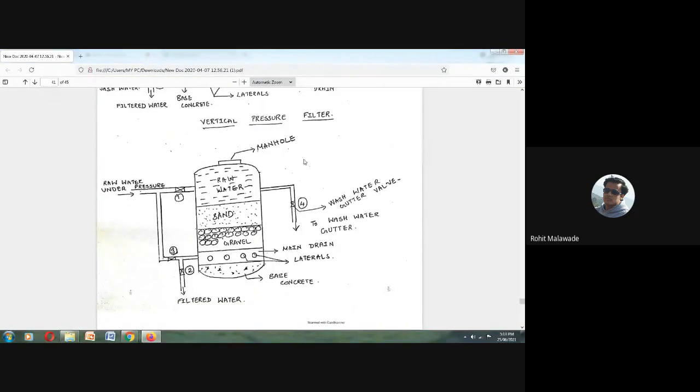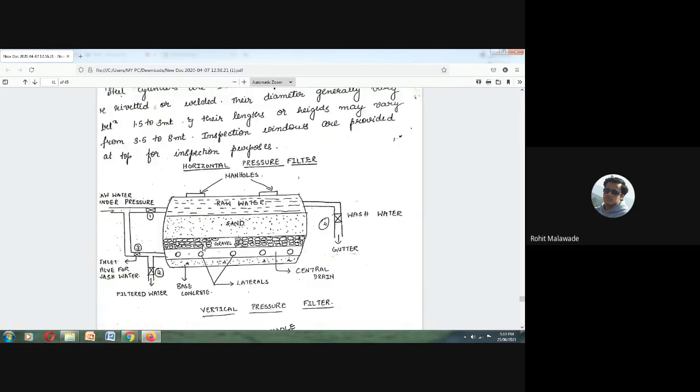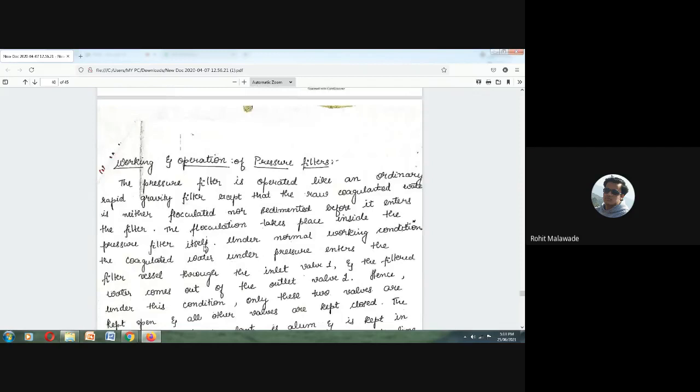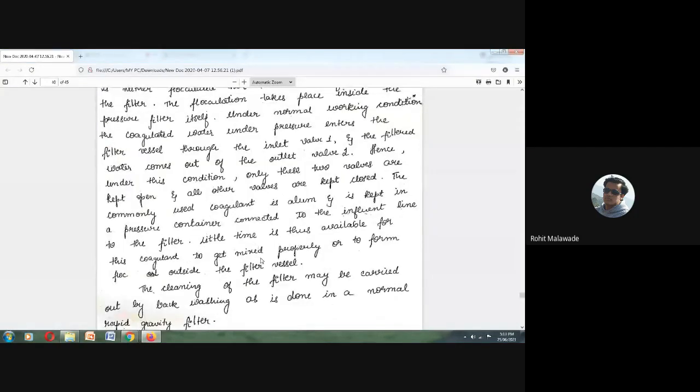Similarly, in the case of your vertical pressure filter, the same concepts apply. When we want the water to be filtered, it passes from top to bottom. And when we have the water for back washing, it flows from the bottom to top. So this is how the pressure filter works.